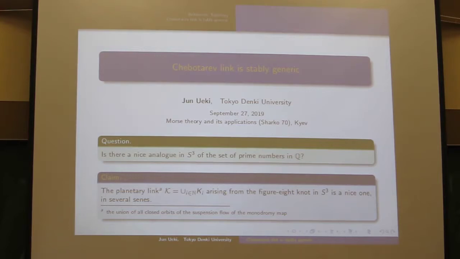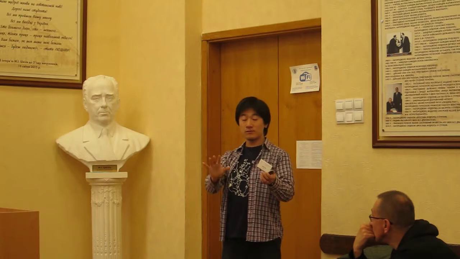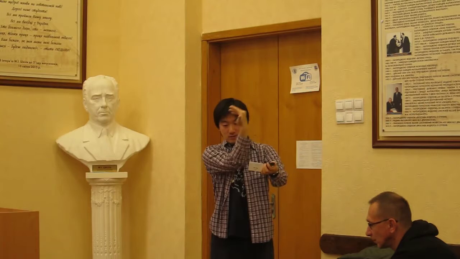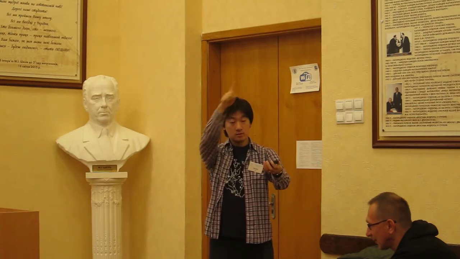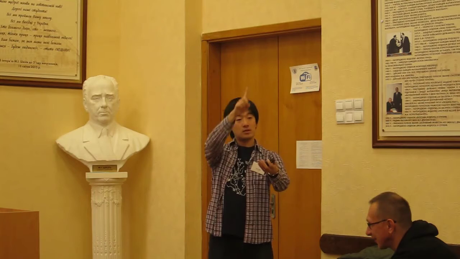The planetary link is the union of all closed orbits of the suspension flow of the monodromy. Maybe I can explain a bit more. Suppose that we live in S3 and I have the figure 8 knot here. Then I have a Seifert surface. Since it is a fibered knot, if we push this surface, I can sweep the exterior of the knot. If we put a point on the surface and push the surface, we obtain an orbit. Usually it does not come back to the same point, but sometimes, if we combine several orbits, it comes back to the initial point.